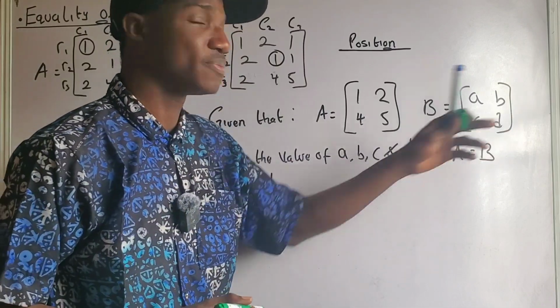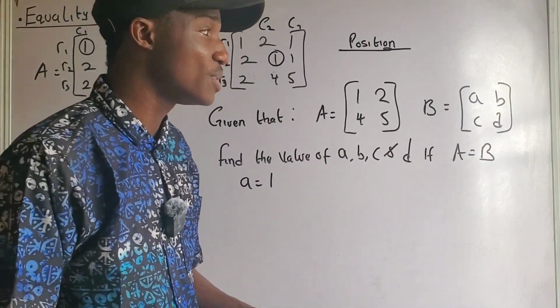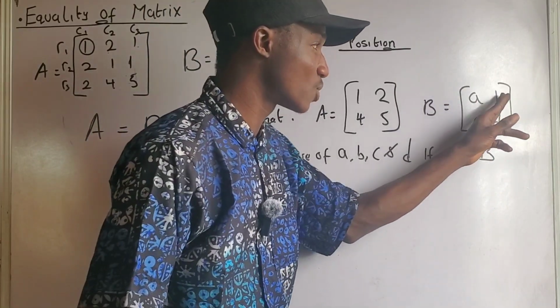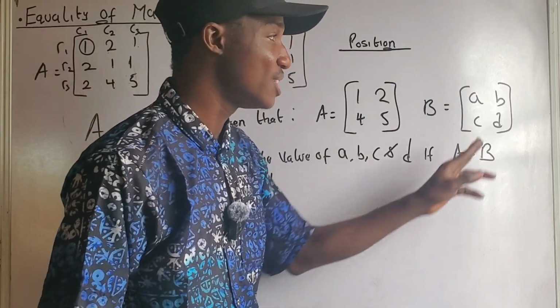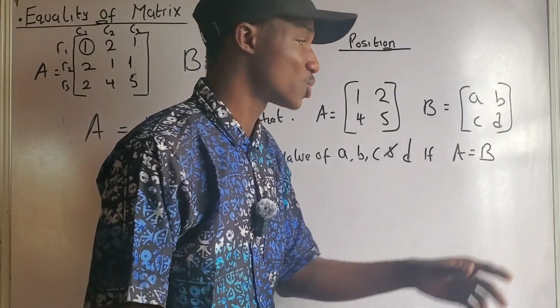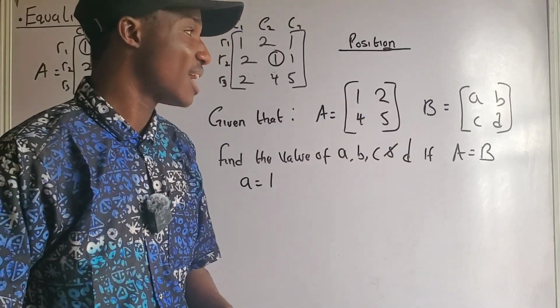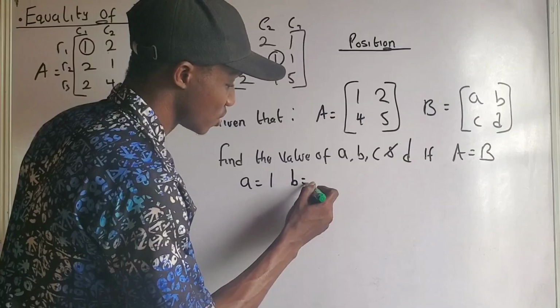Now, what is the value of B? Before that, can you just tell me the position of B? The position of B is in row 1, column 2. Are you getting it? This is the first row, this is the second row, this is the first column, this is the second column. So you go back to the first matrix and check the element that corresponds to B. If you compare, you discover that B equals 2. So B equals 2.